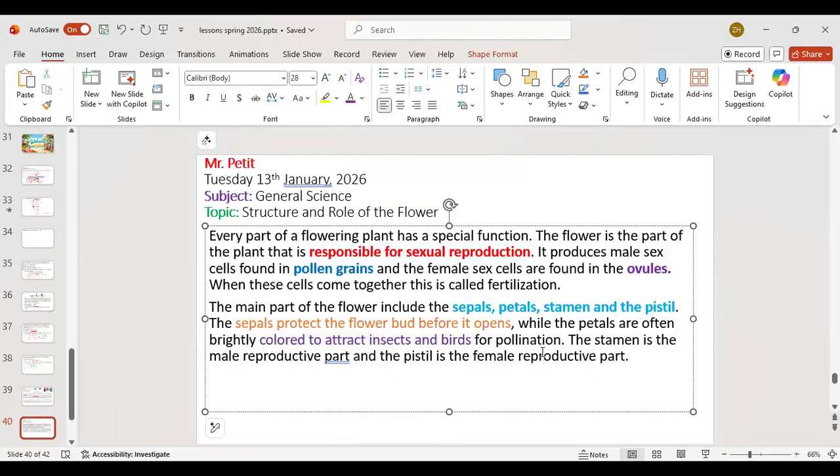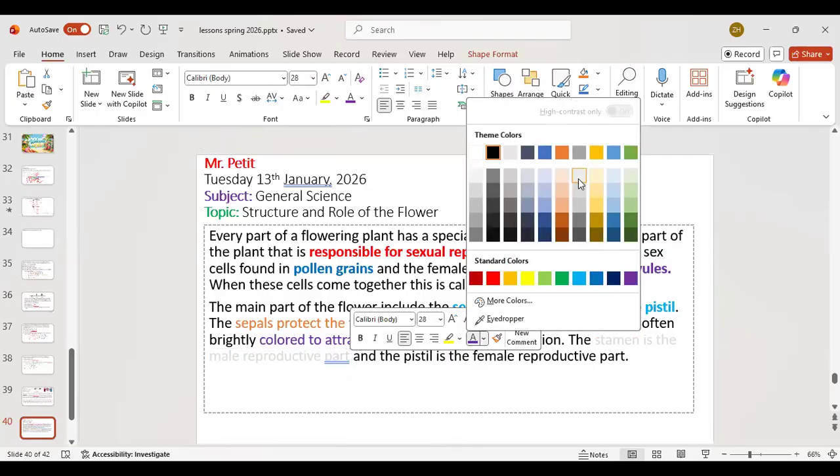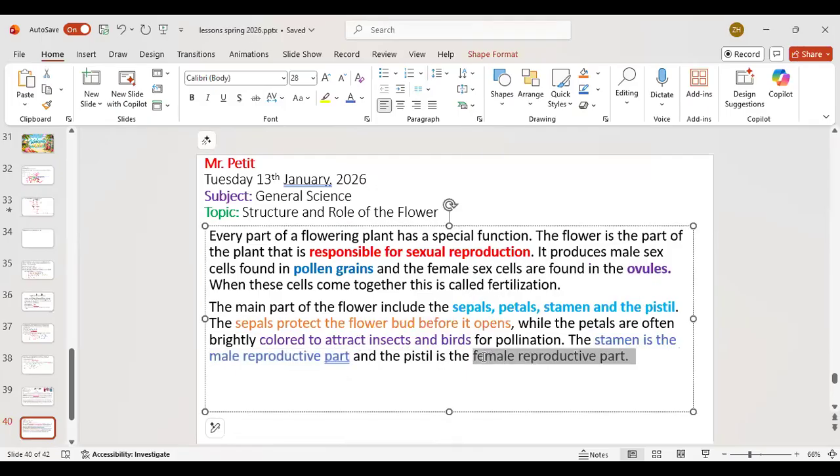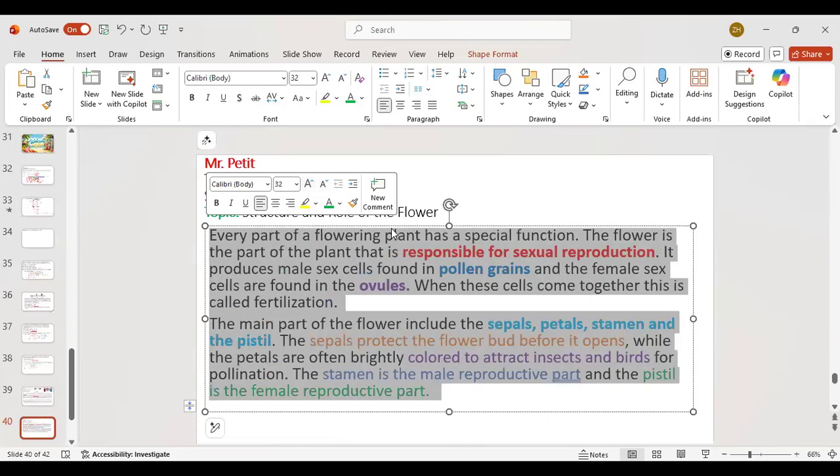What is the purpose of the colorful petals? To attract insects and birds for pollination. Very good. What do we call the male reproductive part of the flower? The stamen. And the female reproductive part of the flower? The pistil. Very good.